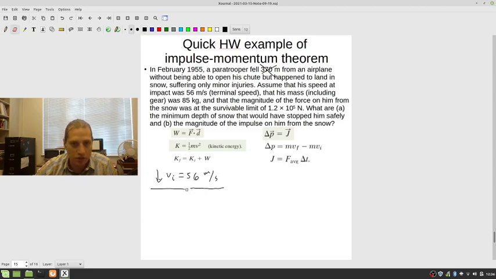We assume that he's reached his terminal velocity. He can't go faster than that because the force of drag pulling up on him is the same as the force of gravity pulling down on him. Okay, and his mass was 85 kilograms. And that the magnitude of the force on him from the snow was a survivable limit of 1.2 times 10 to the 5th newtons. Okay, so he's falling down, and the force pushing back on him, trying to stop him, is going to be big.